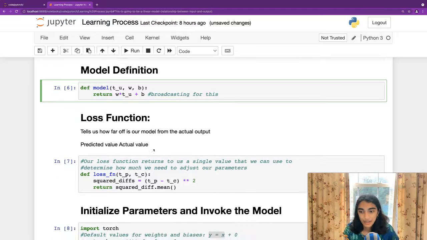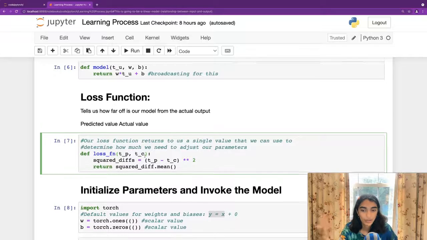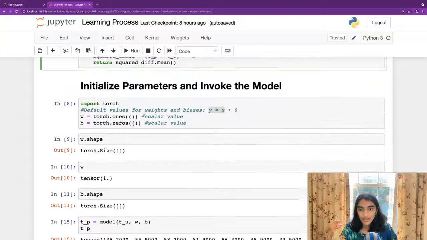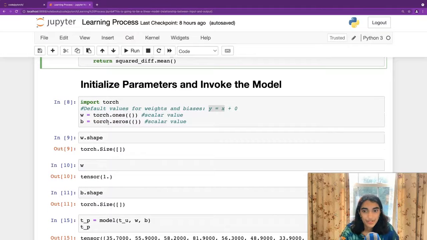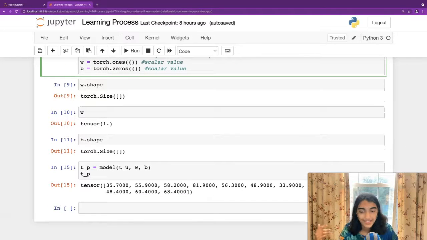How are we defining this loss function? How is this working with our data that we already have, assuming that it's already in the form of a tensor that we can work with? And how do we initialize these parameters? Why do we need to initialize parameters? And how do we call the model on our data?